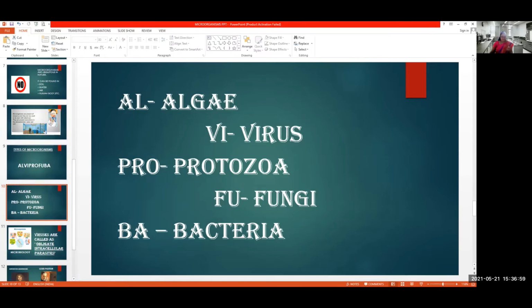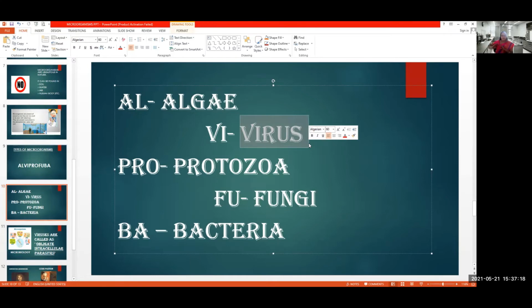Of these 5 kinds of microorganisms, the virus is the odd one out. We couldn't say that it is not a microorganism, or that it is one. Its characters are somewhat different, odd and out from the other 4. I'll tell you what it is exactly.